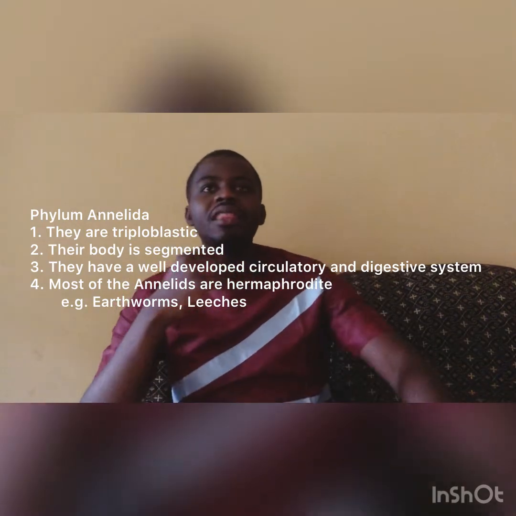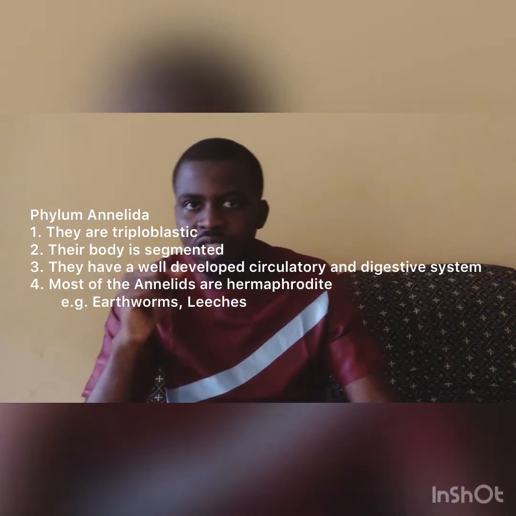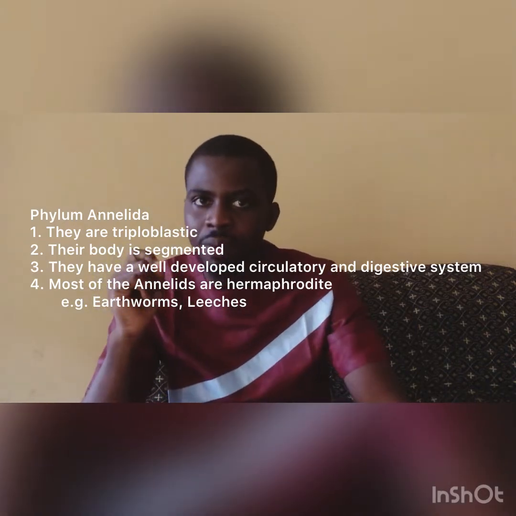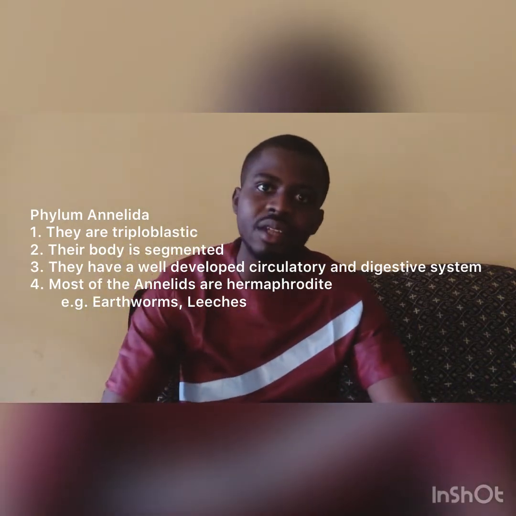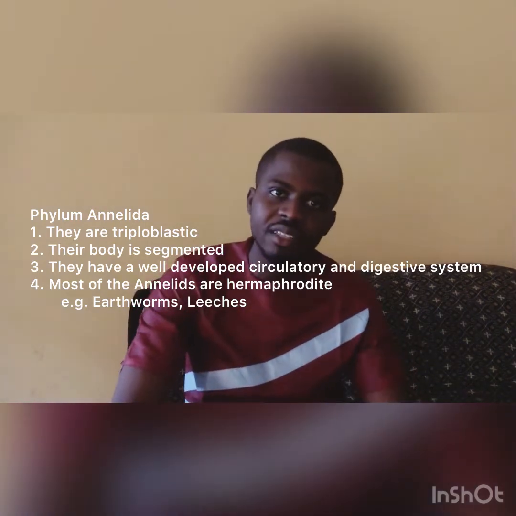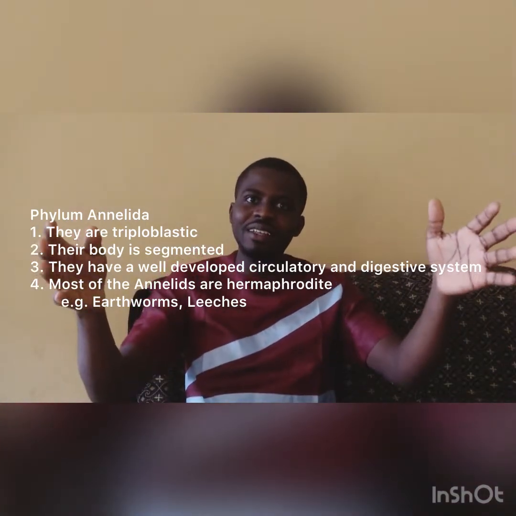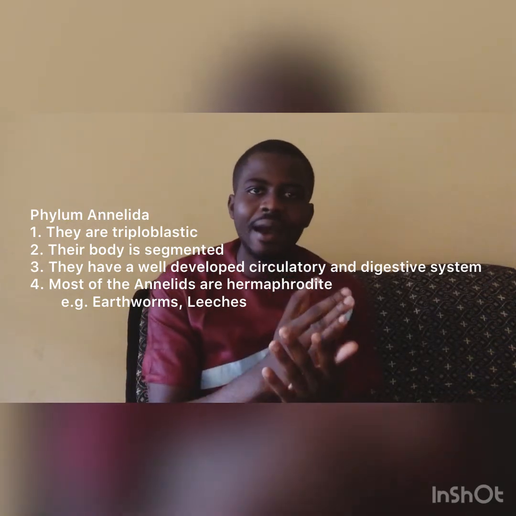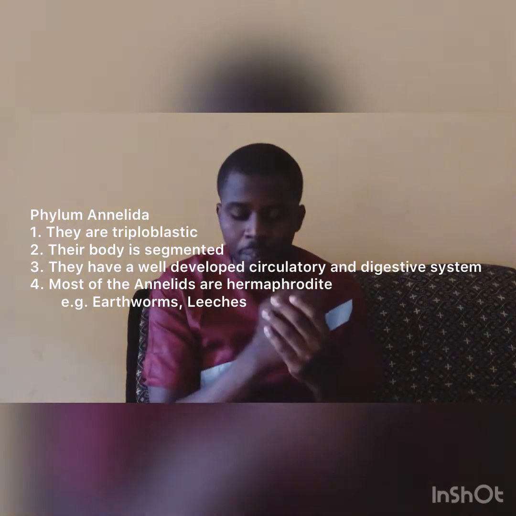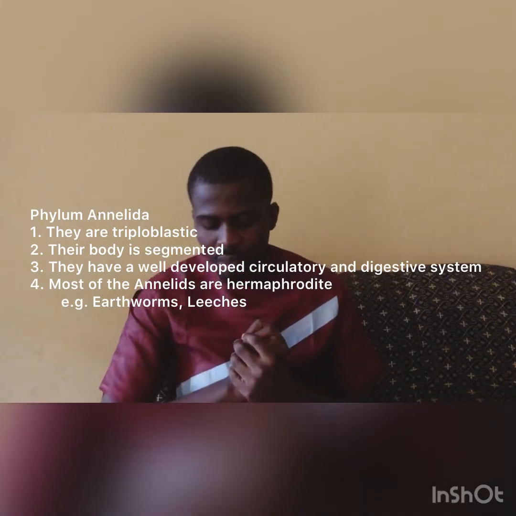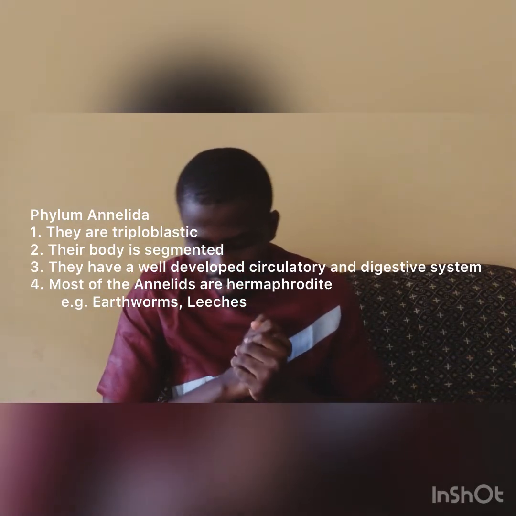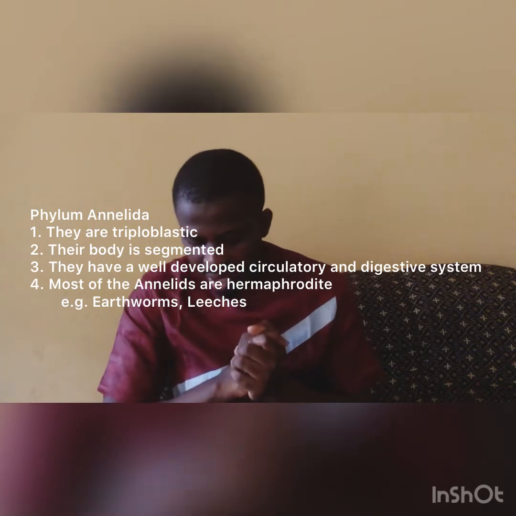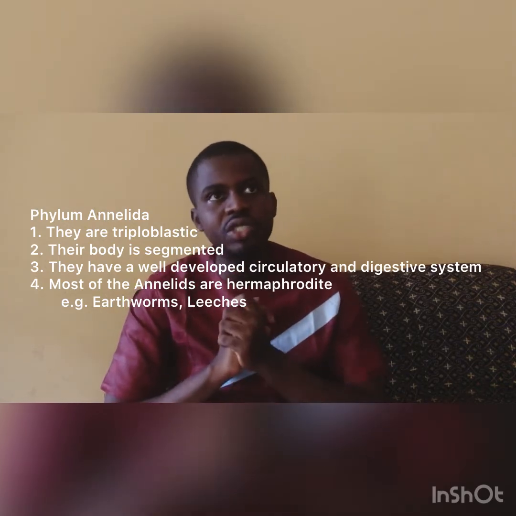And most of the annelids are hermaphrodite. Make sure that not all of them, but most of the annelids are hermaphrodite. And what's the meaning of hermaphrodite again? That means a single organism has both male and female sexes present in them. Examples of the annelida are the earthworm and leeches.